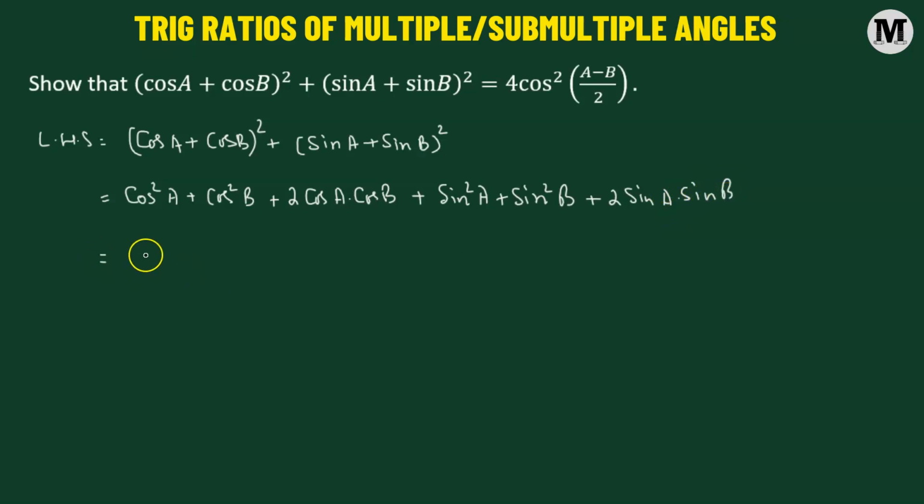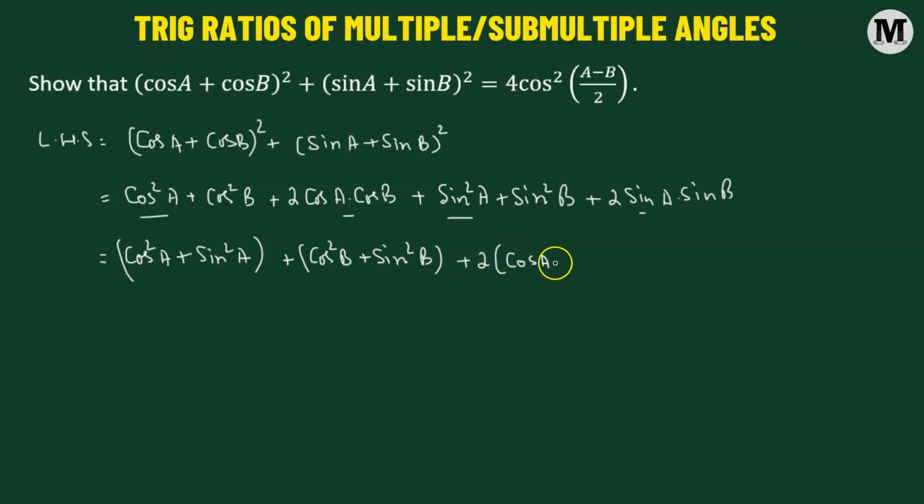Now we're going to rewrite, combine some of the terms. We're going to combine cosine squared A with sine squared A. So we have cosine squared A added to sine squared A. This is going to be one single term. Then we will take cosine squared B and add it with sine squared B. So this is going to be another term. Now we're left with the third and the sixth term. So if we take 2 as the common factor, 2 gets multiplied to cosine of the angle A times cosine of the angle B added to sine of the angle A times sine of the angle B.